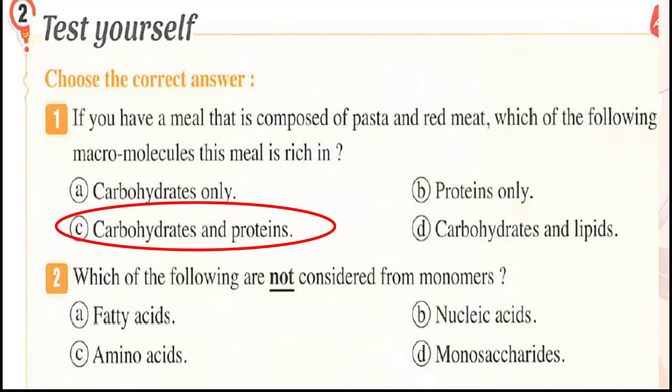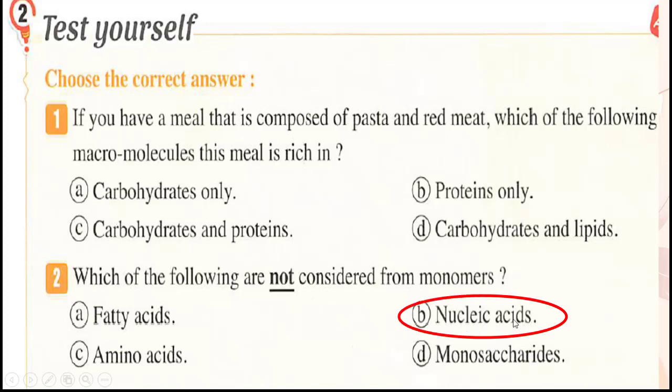Which of the following is not considered a monomer? Fatty acid, amino acid, nucleic acid, monosaccharides. In this question, you need the one that is not a monomer. That means we need the polymer. The polymer among these molecules is nucleic acid, which consists of many building units called nucleotides, and we'll take that after this.